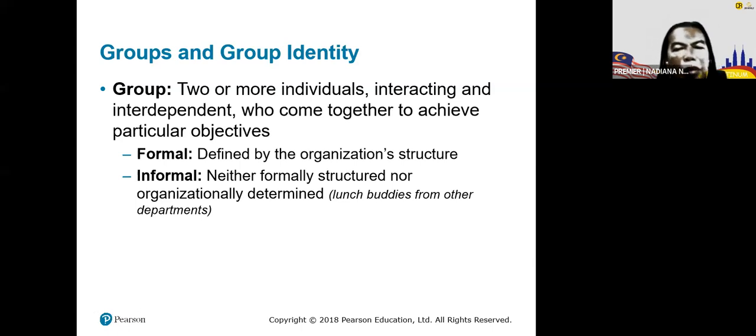Group and group identity. A group is two or more individuals. If you consist of two or more, you can develop a group. But they have a condition: two or more individuals interacting and interdependent. You must interact and be interdependent, coming together to achieve a particular objective. And they can be a formal group or an informal group. A formal group is defined by the organization structure, but an informal group is neither formally structured nor organizationally determined, for example, lunch buddies from other departments.